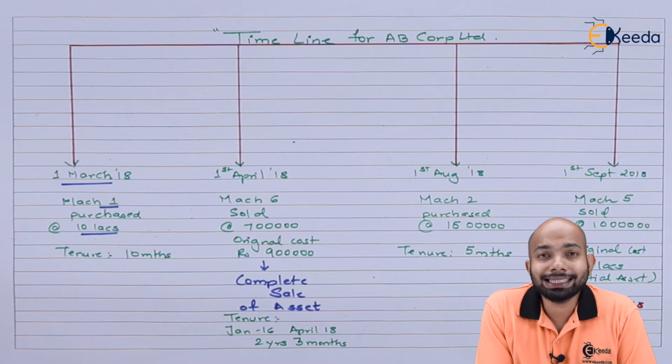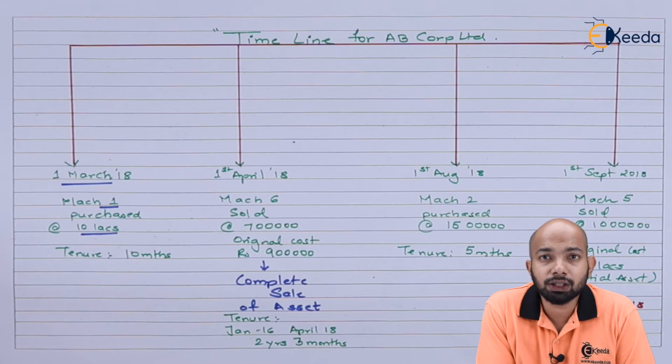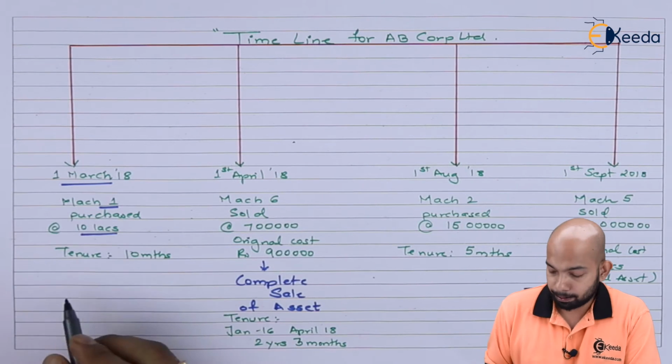and the total tenure for this specific depreciation providing asset is around 10 months. That means from March until December we have 10 months of depreciation to be provided here. The original cost of this machine is around 10 lakh rupees.